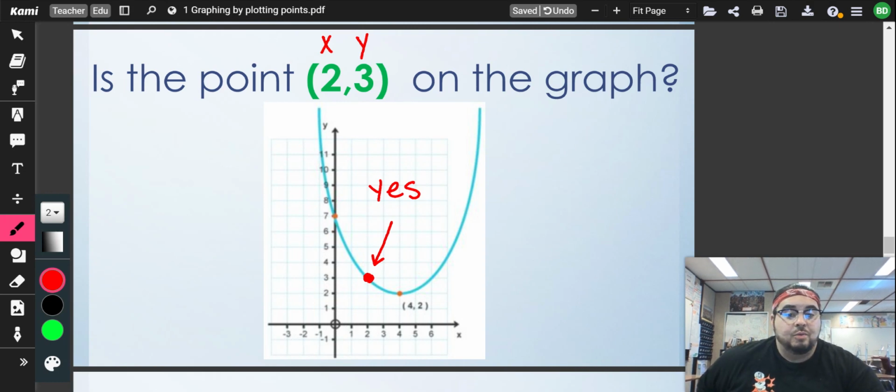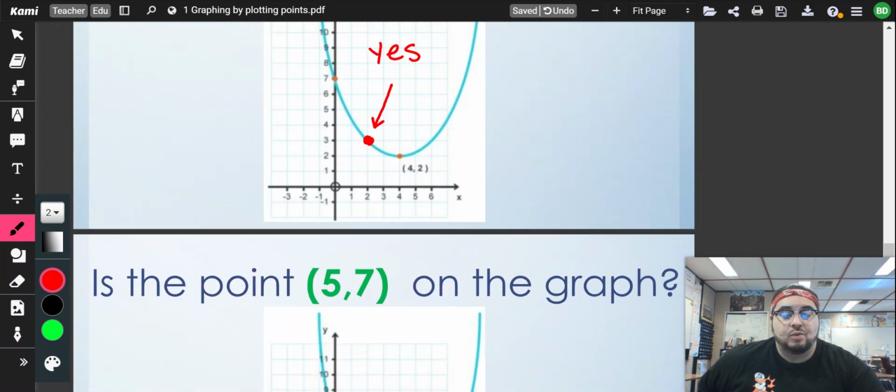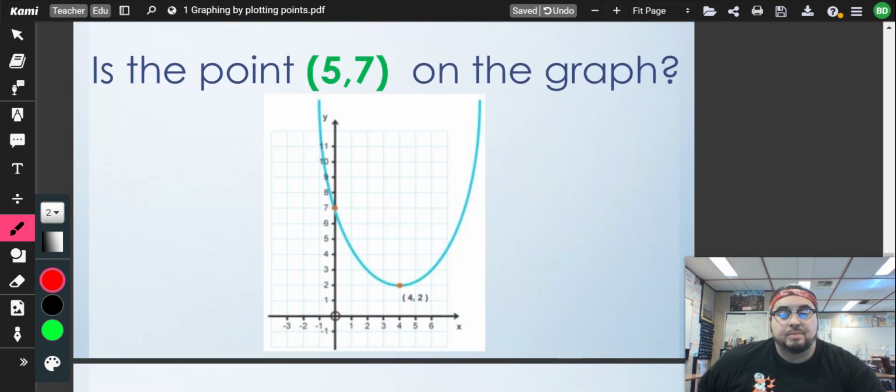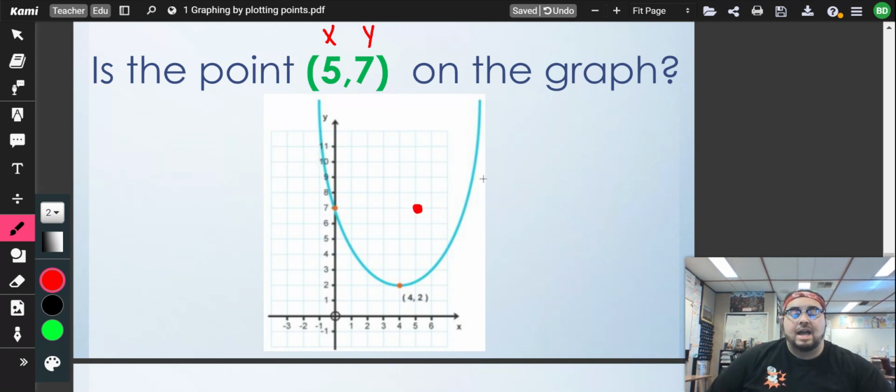Okay? Now, we could easily do this with another point. Is the point (5, 7) on the graph? Now, 5 is x, 7 is y. So starting at our origin, we go right 5, and we go up 7. Okay, and see that point does not fall on the actual curve. It's not on the blue curve. It's inside the curve, but that means it's not on the graph. So the answer would be no. (5, 7) is not on the graph because that point does not lie on the curve.